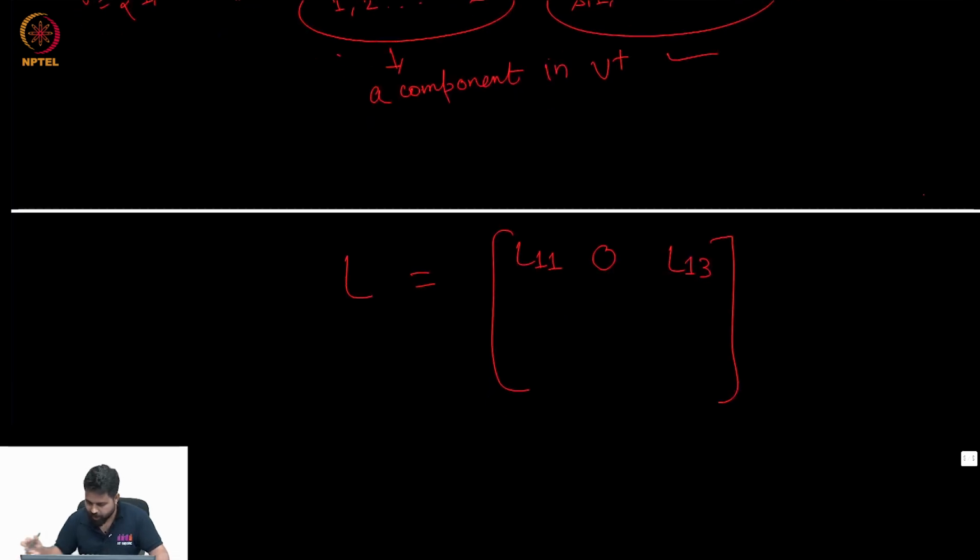Okay, very good. Now similarly here you can write L22. This will be L23, and this will be L31, L32, and L33. Okay, now what do we do?